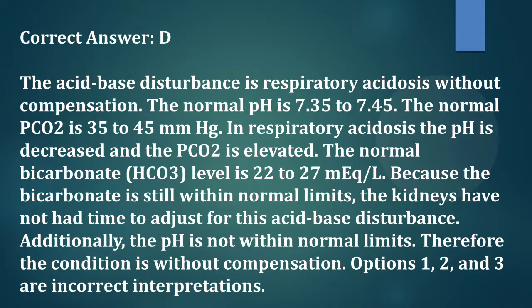Correct answer. D. The acid-base disturbance is respiratory acidosis without compensation. The normal pH is 7.35 to 7.45. The normal PCO2 is 35 to 45 mm Hg. In respiratory acidosis, the pH is decreased and the PCO2 is elevated. The normal bicarbonate, HCO3, level is 22 to 27 milliequivalent/L.